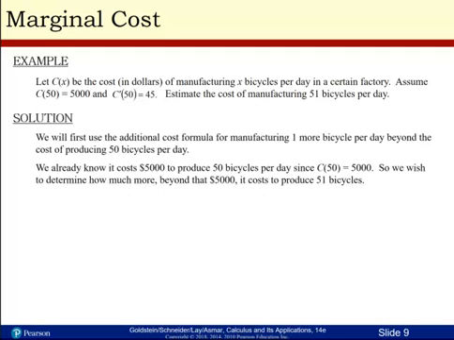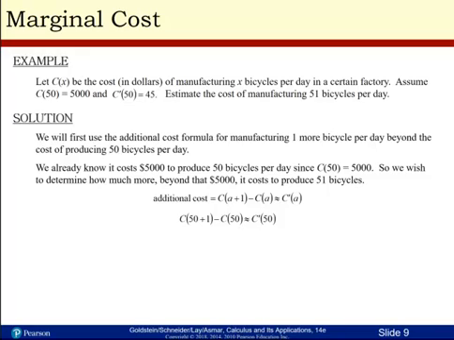So we'll first use the additional cost formula for manufacturing 1 more bicycle per day beyond the cost of producing 50 bicycles per day. So we already know it costs 5,000 to produce 50 bicycles per day since C of 50 equals 5,000. So if we want to determine how much more beyond that 5,000 it costs to produce 51 bicycles, additional cost is C of A plus 1 minus C of A, and that's going to be about the derivative at A.